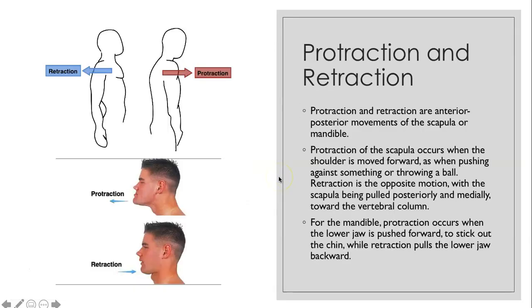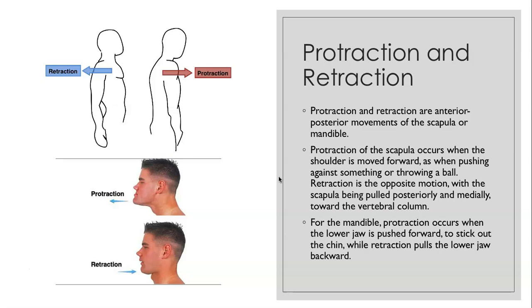Okay, so let's keep moving. Protraction and retraction can happen in two different areas, either movements of the scapula or movements of the mandible. Protraction of the scapula occurs when the shoulder is moved forward, like when you're pushing against something or you're throwing something. Retraction is the opposite motion, with the scapula being pulled posteriorly and medially towards the vertebral column.